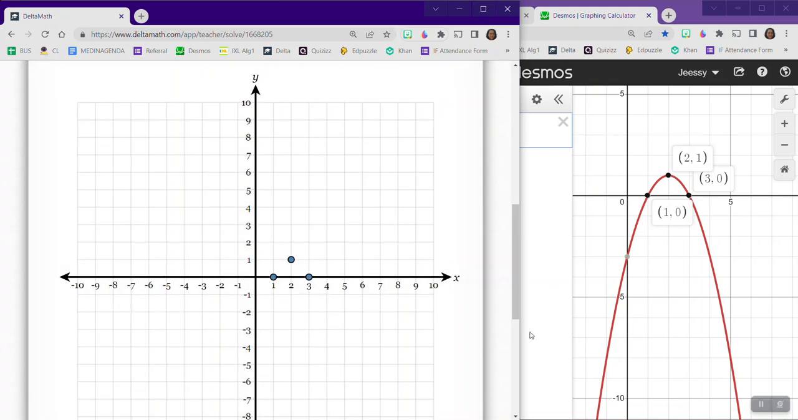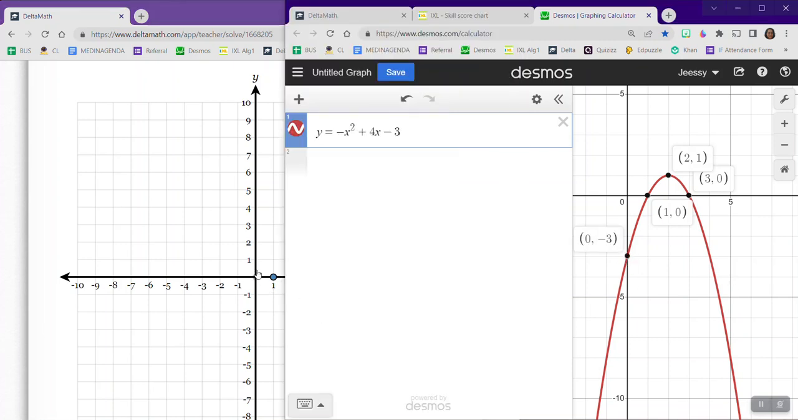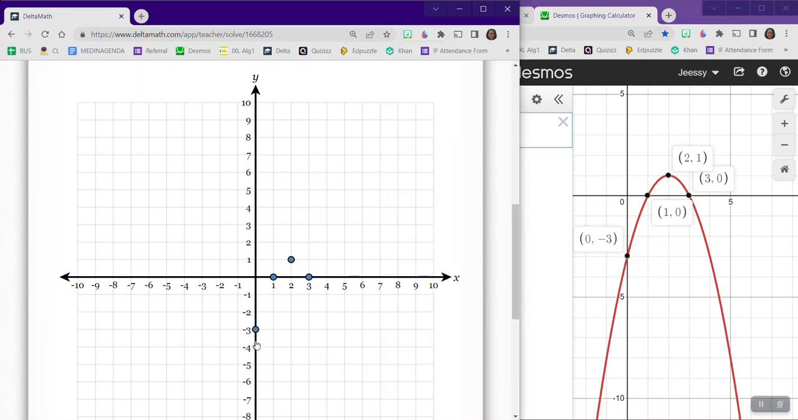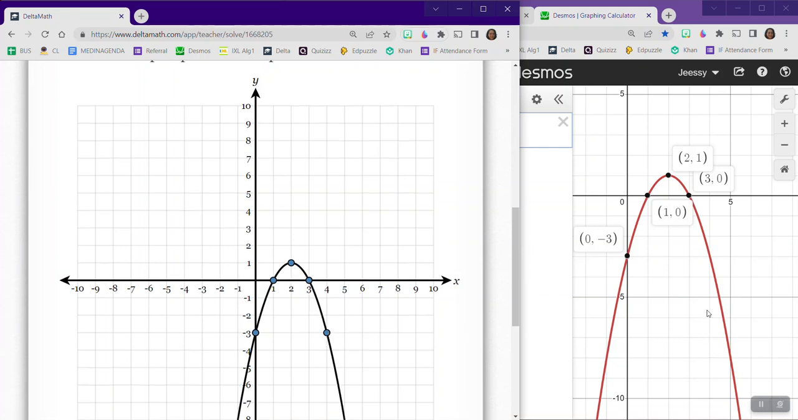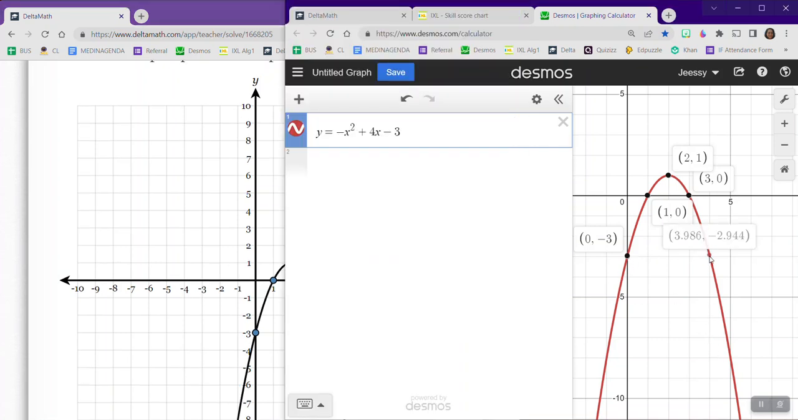All right, so now we need 2 more points. So I'm going to choose this one, 0, negative 3. And you'll see how this is the axis of symmetry, and how this one is 2 points away from the axis of symmetry. So then the other one is going to be 2 points away this way. And you can also double check. 4, negative 3. Yeah.